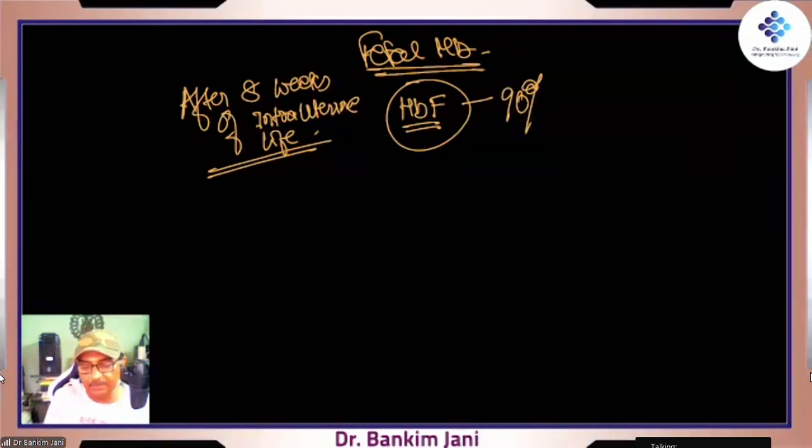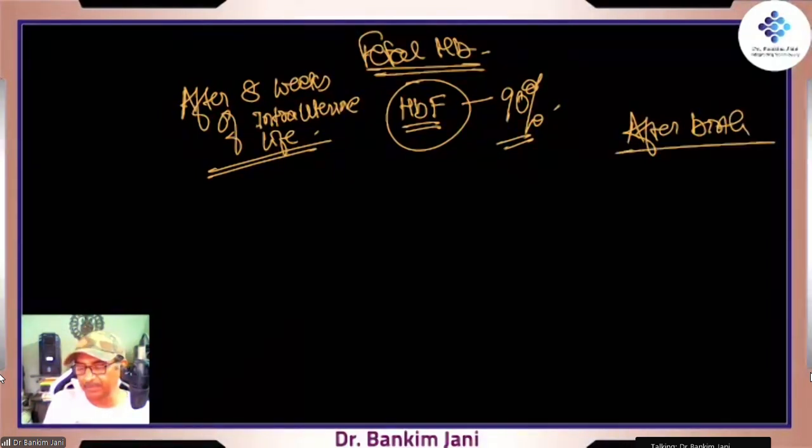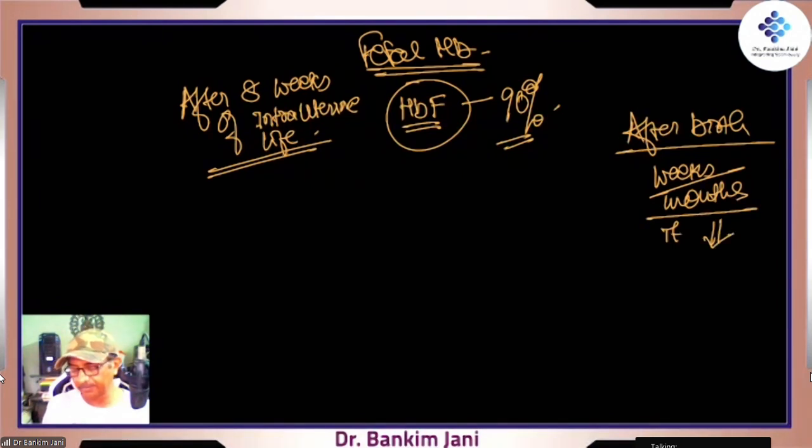90%. That is fetal hemoglobin. No doubt, its importance is during fetal life. After birth, its level will fall sharply, but it will still take about 2-3 months. It is not so that fetal hemoglobin will immediately come down. No, it will take weeks to months. So it gradually decreases.